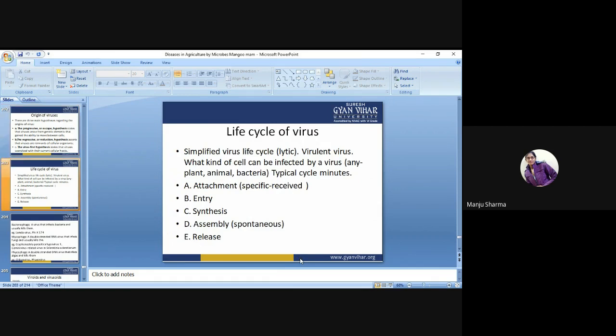Then the life cycle of viruses. Simplified virus life cycle, lysogenic and virulent. What kind of cell can be infected by a virus? Any plant, animal, and bacteria. The typical cycle: first is the attachment, which is specific. Then the entry, then the synthesis, then assembly, which is spontaneous, and last is release.